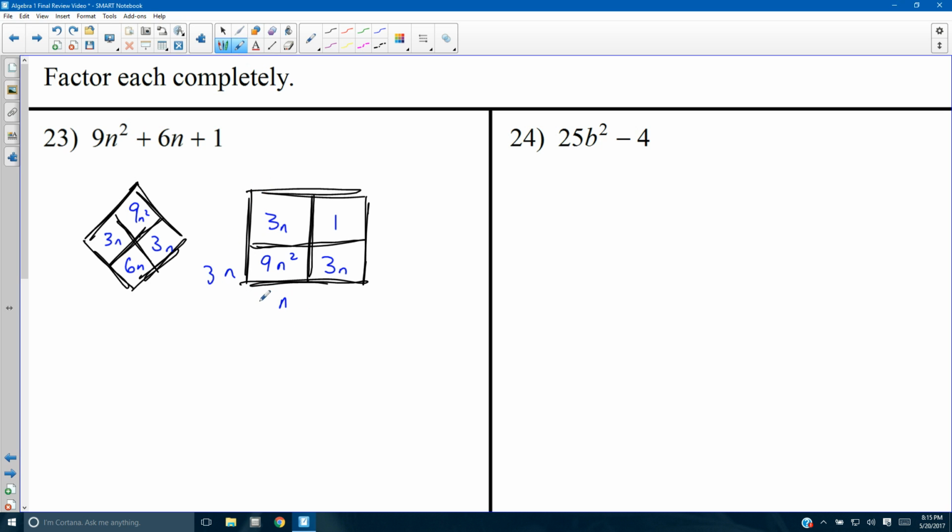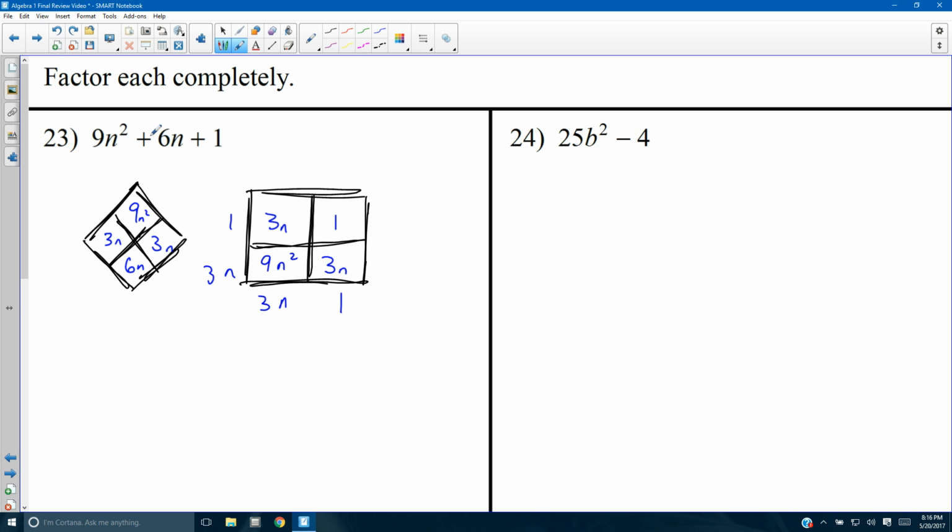What works with 3 and 3, though, is that as 3 times 3 is 9, I can multiply 3 by an integer to give me 3 here, and 3 by an integer to give me 3 here. Now, 3n times 3n is 9n squared. This is 3n. This is 3n. And double check this one. 1 times 1. That's 1. That works out. This ends up being your factored form.